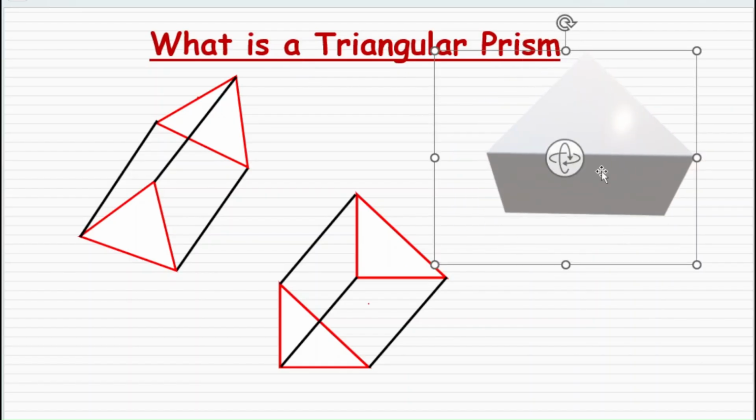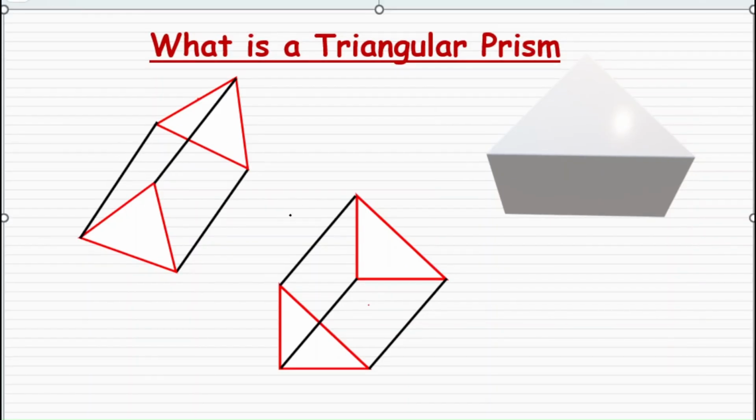Now, look at this one. This was a 3D model which I can rotate easily. But if we have to draw it on paper, how will we draw it? So I will draw two triangles, one over here, and then I will have these rectangular faces connecting them.